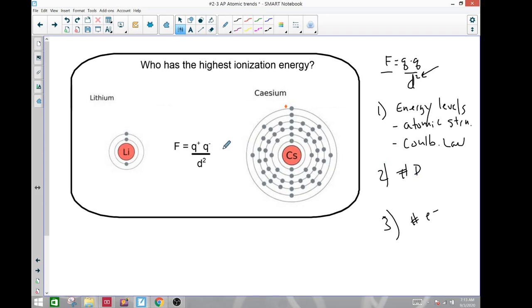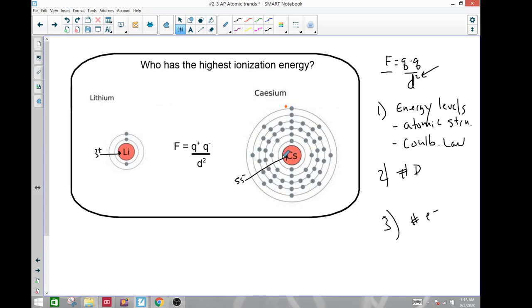But essentially now, what's really important about here is they said, who has the highest first ionization energy? Well, the lithium has 3 protons stuck inside here. And the cesium has lots of them. Cesium has 55 protons. Now, you might say, okay, well, this one's got more protons, so it should be harder to remove electrons. This one's got less protons, so it should be easier to remove.